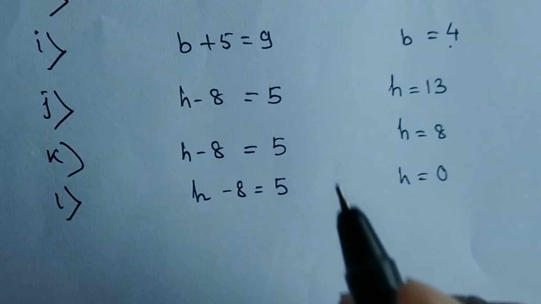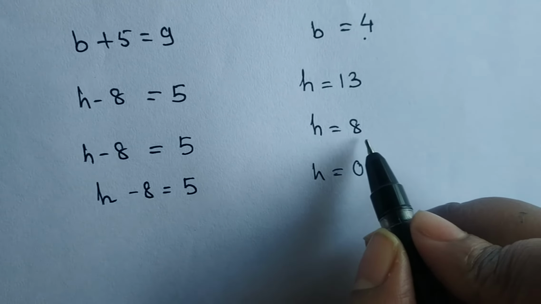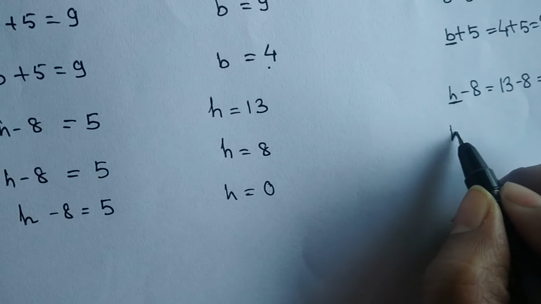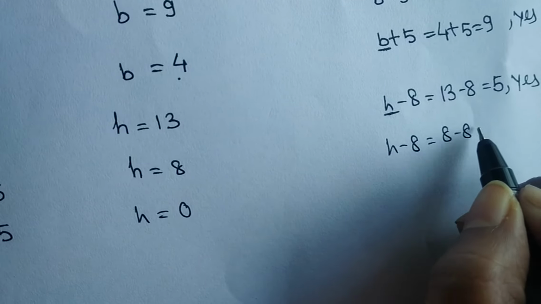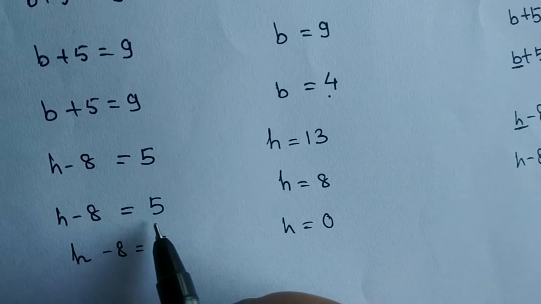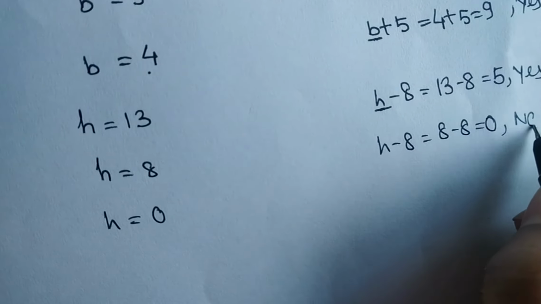Now in the next one we have h minus 8 is equal to 5, and here the value of h is 8. So we will write h minus 8, and the value of h is 8. So we will write 8 minus 8, 0, and on the right hand side 5 is there. That means it doesn't satisfy the given equation. So we will write no.